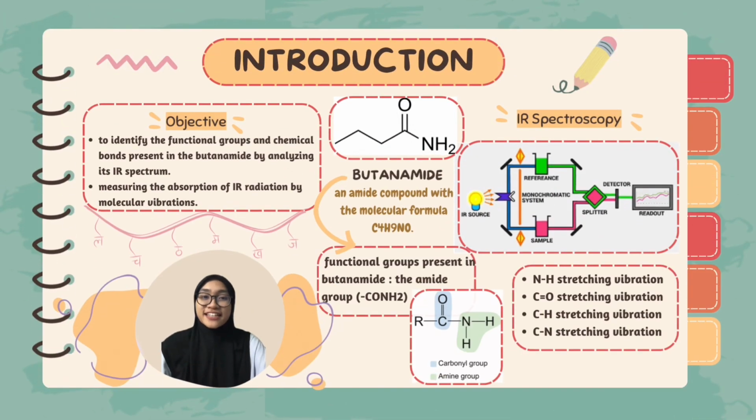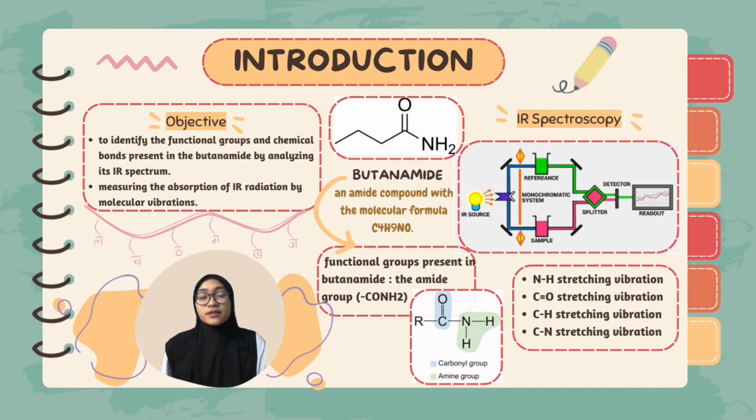Hi, I am KHAIRINA and I'm going to give some introduction about our topic. As we know, the infrared (IR) spectrum is a widely used analytical technique in chemistry that is used to identify and characterize the chemical structure of organic compounds. We were given this assignment to identify the functional groups and the chemical bonds present in butyramide, which is an amide with the molecular formula C4H9NO, by analyzing its IR spectrum, which measures the absorption of IR radiation by molecular vibration in the compound.